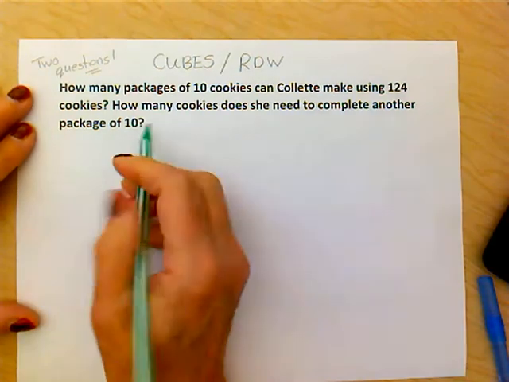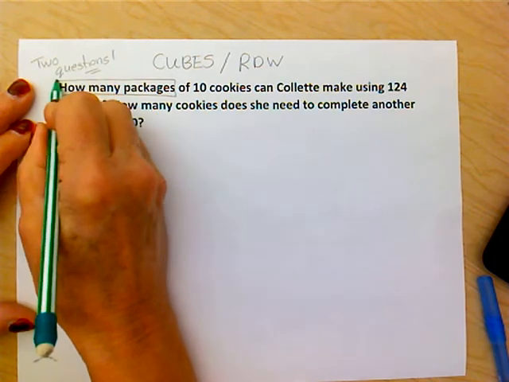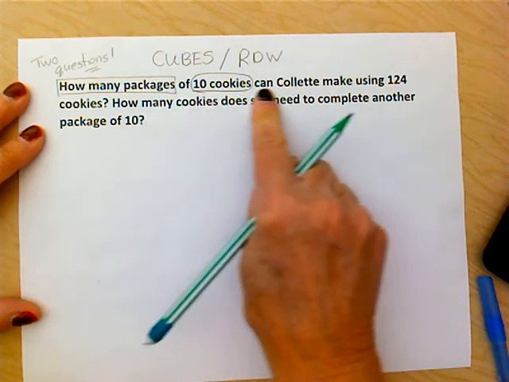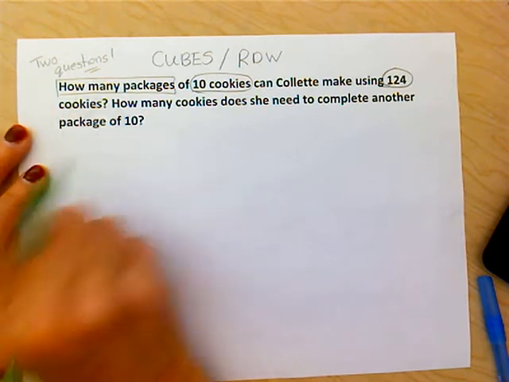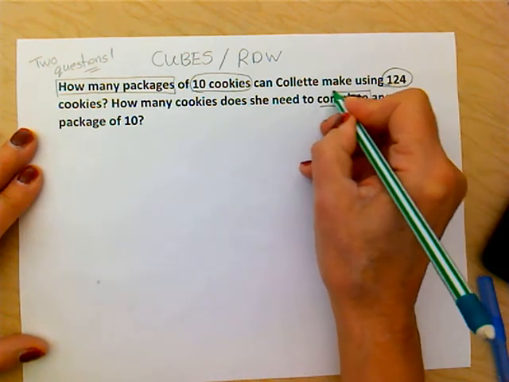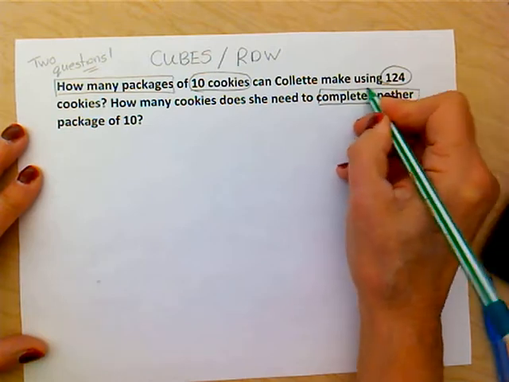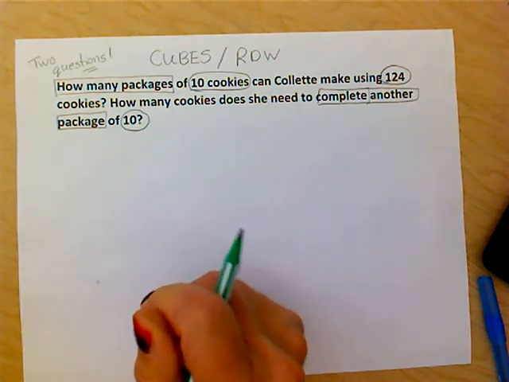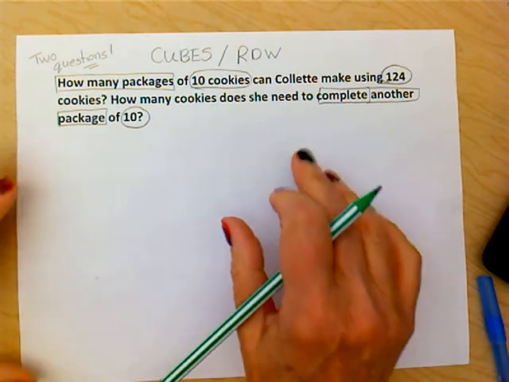It actually starts off with a question. How many packages would be an important key word here in this problem? How many packages of 10 cookies can Colette make using 24 cookies? So there's question number 1, and here's question 2. How many cookies does she need to complete another package of 10? I think I'm going to box that whole thing. So there are two questions that need to be answered on this particular problem, which I guess technically could be considered a two-step problem.